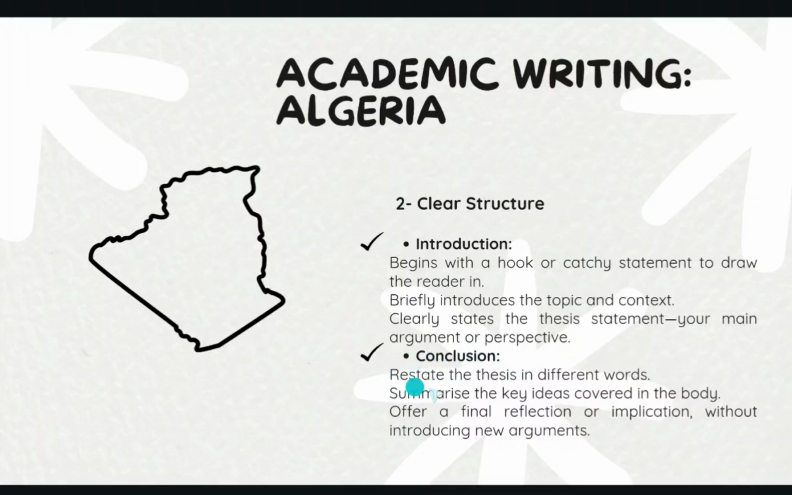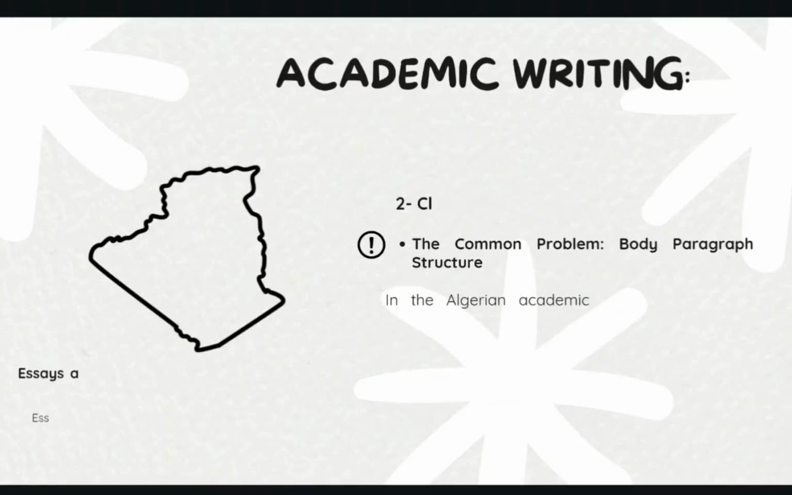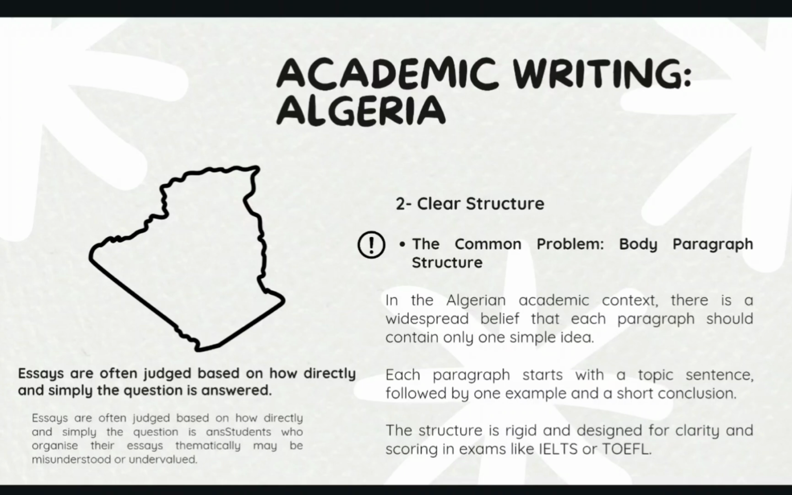The same goes for the conclusion. You generally restate the thesis statement in different words. You summarize the key ideas covered in the body paragraphs, and you offer a final reflection or implication, of course, without introducing new arguments. So, up till now, it's good. Okay, all is good. I had no problem with these two. However, when it comes to the body paragraph structure, there was the challenge.